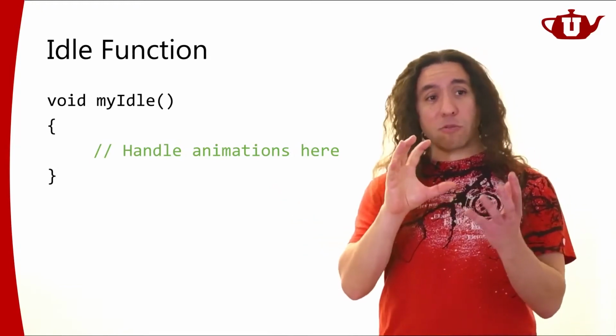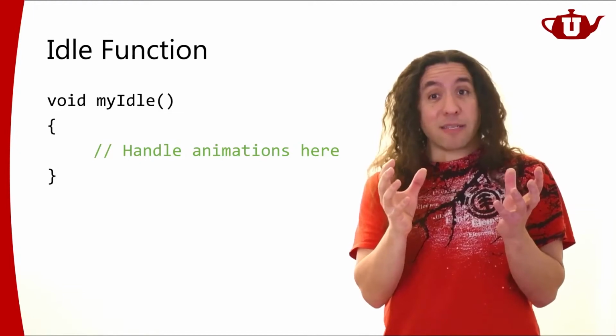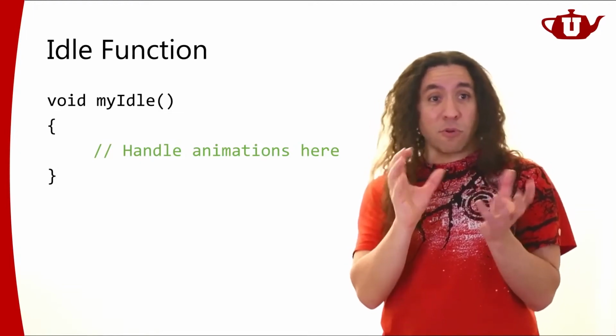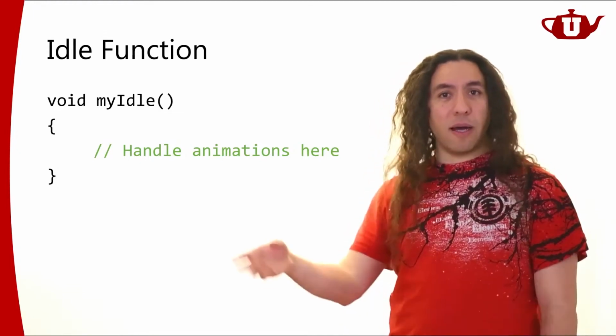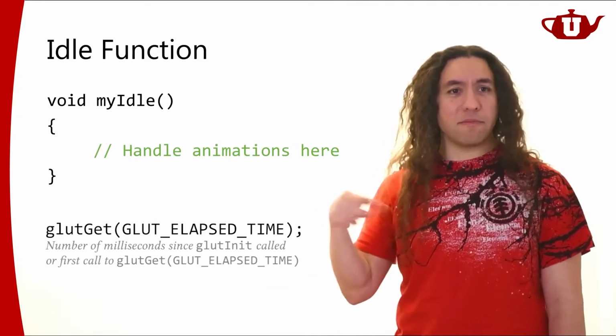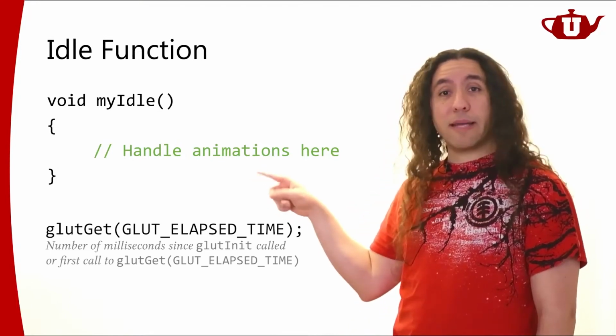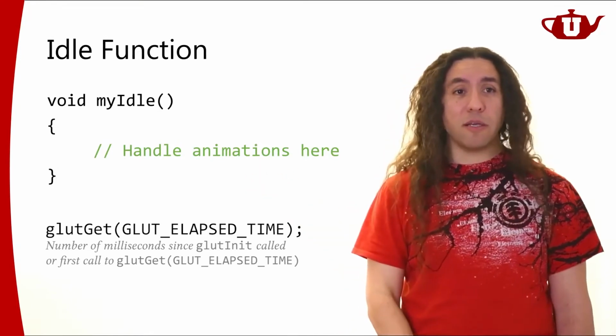Let's say I have an object that's rotating with a particular speed, right? You kind of need to know how much time has passed so you can adjust its rotation accordingly. You can actually ask GLUT, give me the current time, and based on the current time, you can figure out how much time has passed. By doing that, you put all of your animation code here.